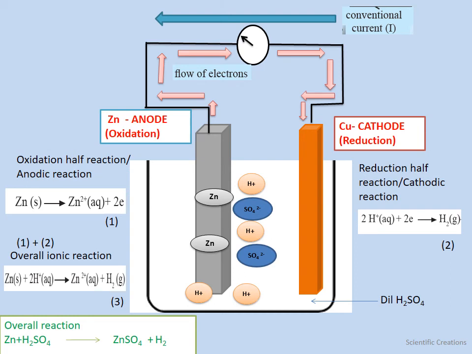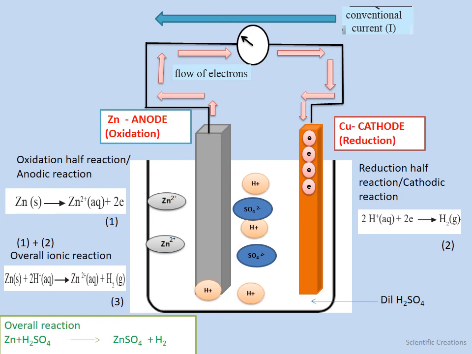Here, zinc atoms enter the solution as zinc 2 plus ions while leaving electrons in the strip. It is the oxidation half reaction. The left electrons move to the cathode through the external conductor. Due to the movement of electrons, electricity is generated in the direction opposite to the electron movement. As the electrons flow towards the cathode, the copper strip is negatively charged. Thereafter, positively charged hydrogen ions move toward the electrode and form hydrogen gas.